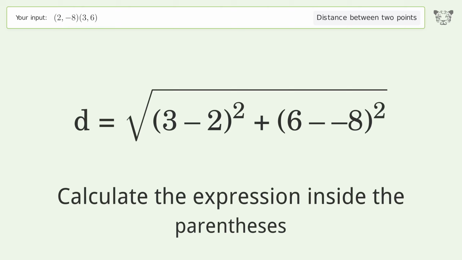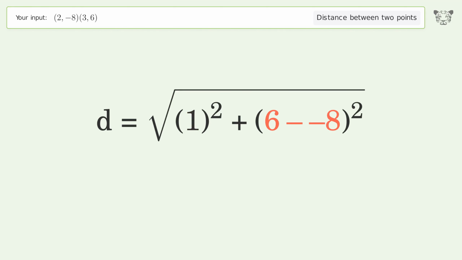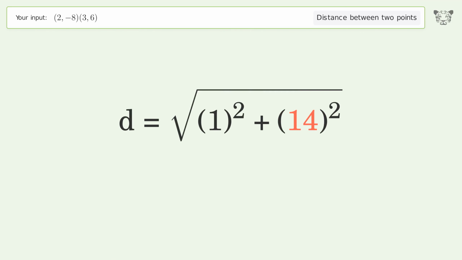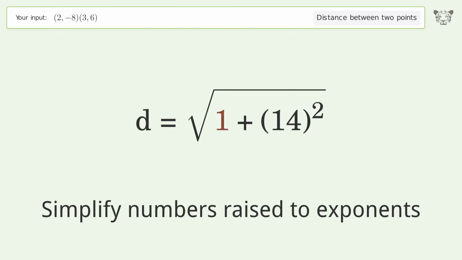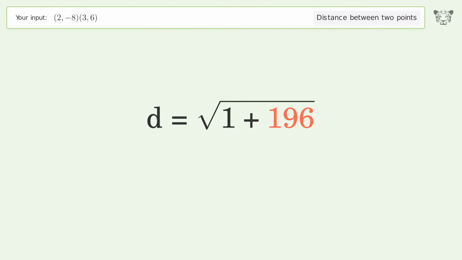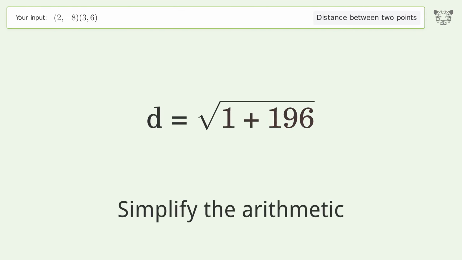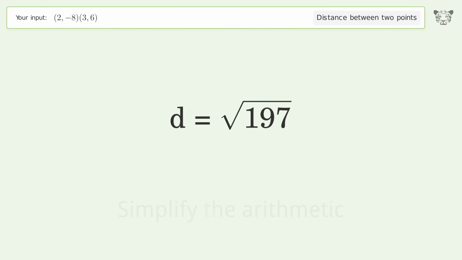Calculate the expression inside the parentheses. Simplify numbers raised to exponents. Simplify the arithmetic. And so the distance between the 2 points is the square root of 197, or 14.036.